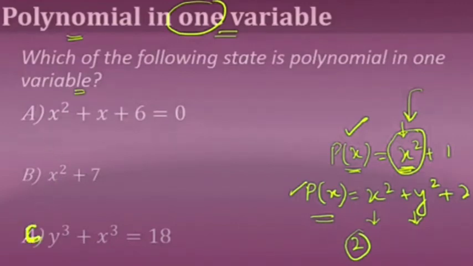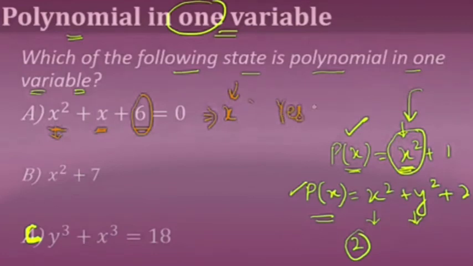Now let's do the questions. Three questions in front of you. So x square plus x plus 6. How many variables does this polynomial have? We can check x and x are both the same variable, and the constant term is 6. So it is a polynomial of one variable, because x and x are both the same variable, and 6 is the constant term.